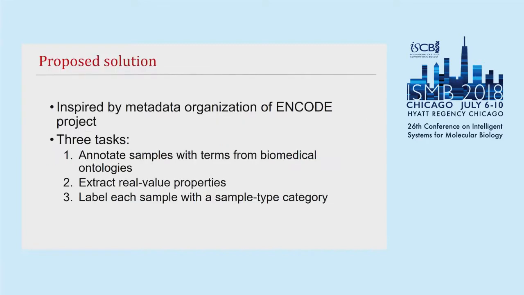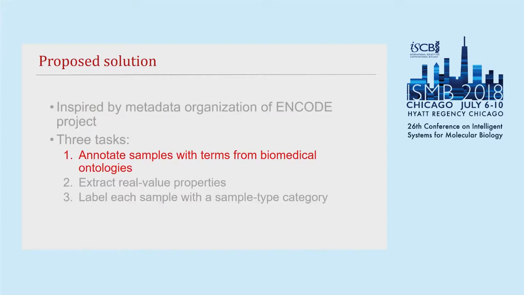So we sought to normalize all of these key-value pairs, all of this metadata, by encoding the metadata into a new schema inspired by the schema that's used by the ENCODE project for storing their metadata. And we broke this encoding task, or this normalization task, into 3 subtasks. First, we annotate samples with terms from biomedical ontologies. Second, we extract real-value properties. And third, we label each sample with a sample type category. So I'll discuss each of these in a little bit more depth.